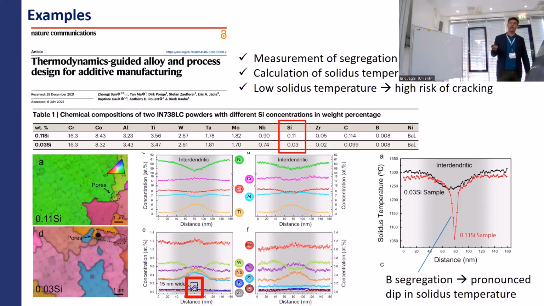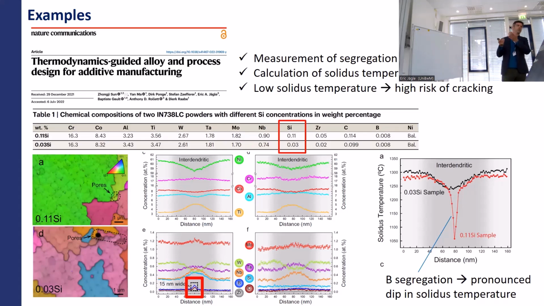And what they did then is they took these compositions and just calculated the solidus temperatures. And this is what they get here. And what they find is a strong dip in the solidus temperature because of this segregation of these two elements. And that is then what causes the hot crack problem for the sample with higher silicon content. And the paper goes on to discuss why silicon affects boron and so on, has to do with chemical interactions between the two.